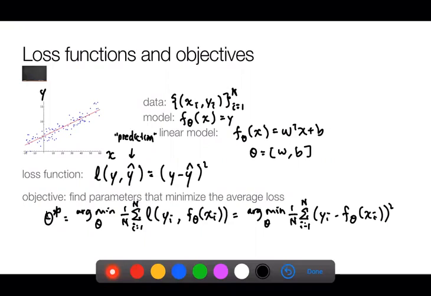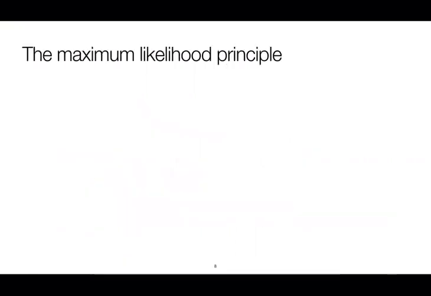Okay, so that's basically what we're talking about when we talk about loss functions and also the learning objective in machine learning, right? So a loss function tells you essentially how good or bad parameters are, and then the learning objective is to find parameters that minimize that loss. Okay, so now let's actually talk about maximum likelihood.